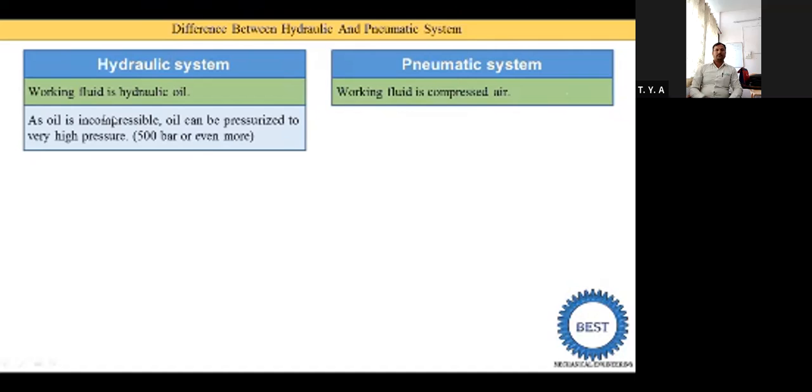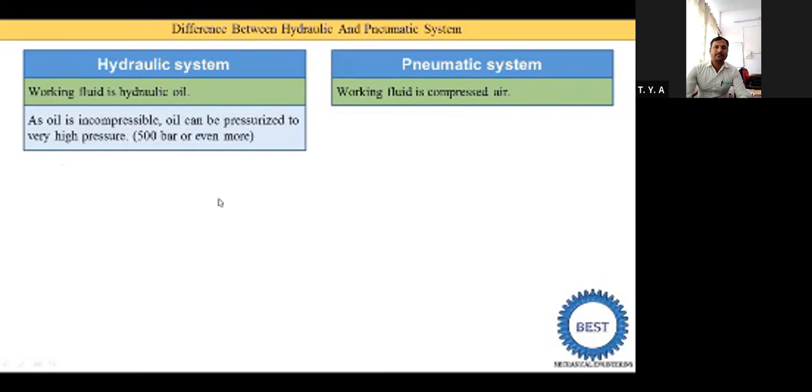Hydraulic oil is used, it is called the hydraulic system. Second point, we know that oil is incompressible, and oil can be pressurized to a very high pressure. Why? Because it is incompressible, when we increase its pressure, its volume does not change, and when the volume does not change, we are able to increase the pressure of oil up to a very high level. And here a value is written: 500 bar, or even more than 500 bar, is possible.